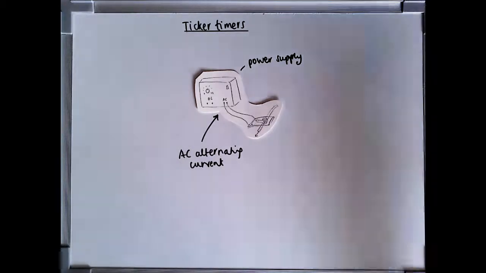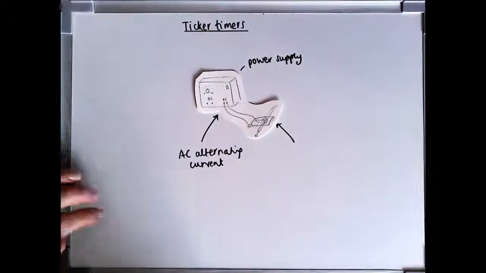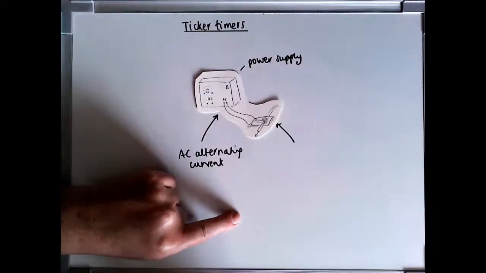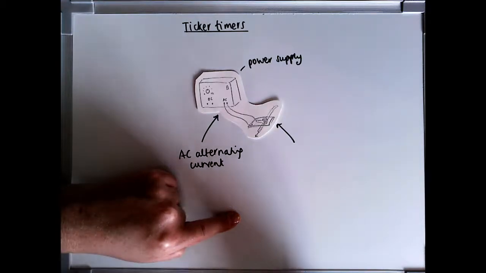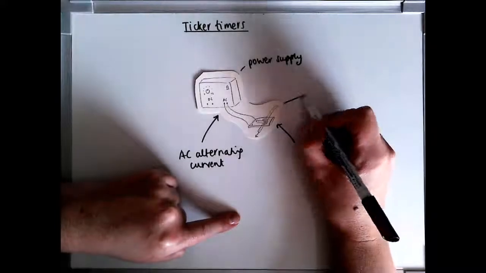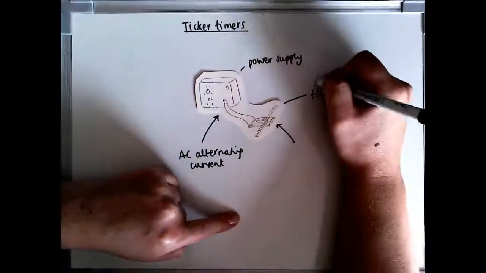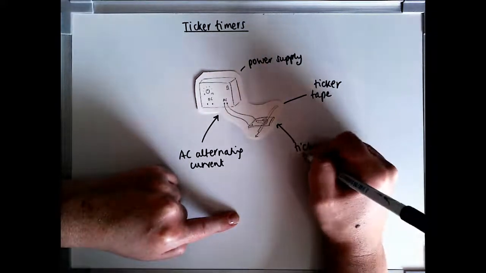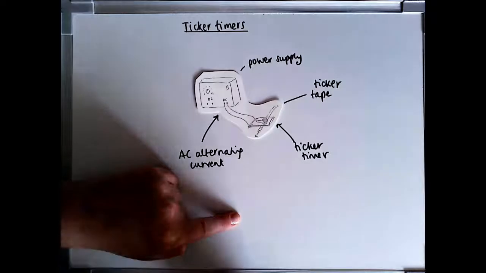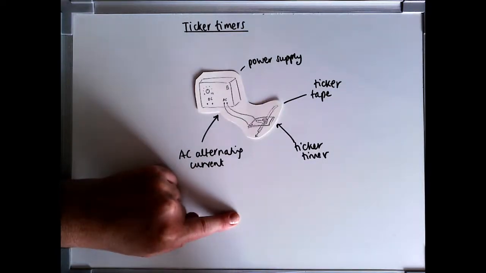Okay, so the ticker timer itself is this piece of equipment, the flat rectangle. I'm going to show you a picture of that shortly, and hopefully what you can also see is there is a long piece of tape, and we might sometimes call that ticker tape. Here's the ticker timer, and I don't know if you can see if you look really closely, sorry, it's a very small drawing.